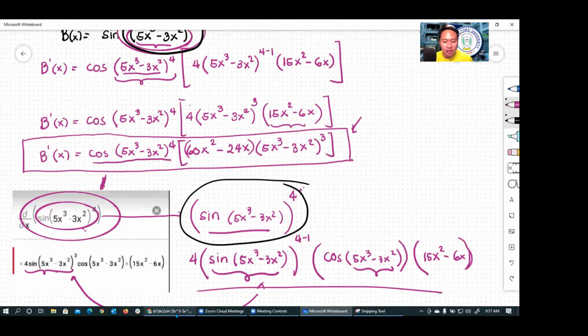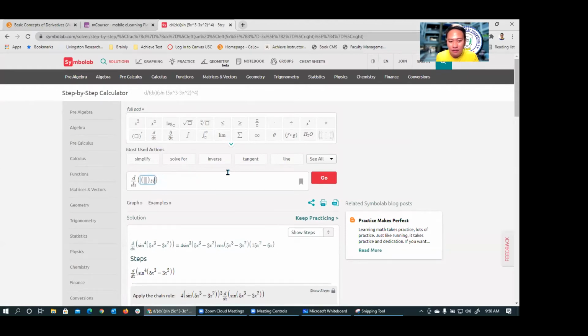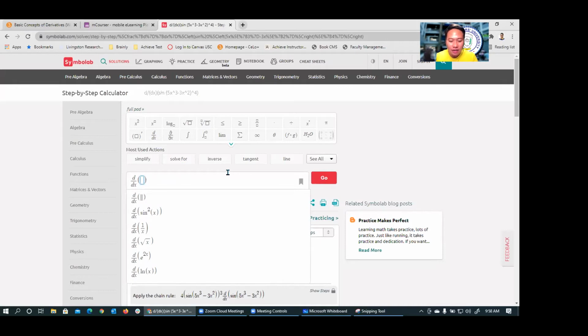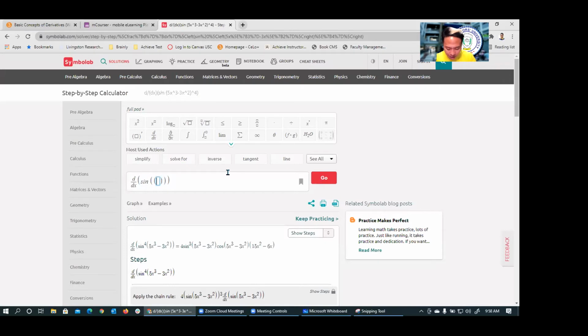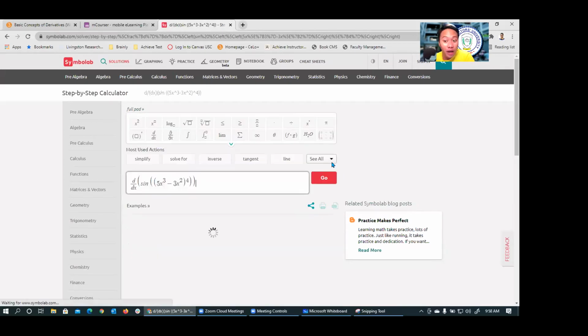In Symbolab, let's try to see. Then in Photomath. Let me erase first. Let's try to see if they would get the same answer. So, sine, two. One is 5x to the power of 3 minus 3x squared raised to the power of 4. There. Let's try to see if we have the same answer.